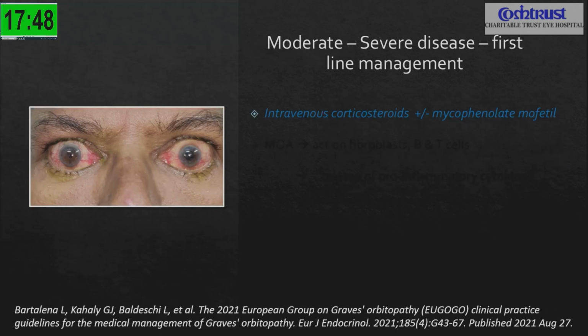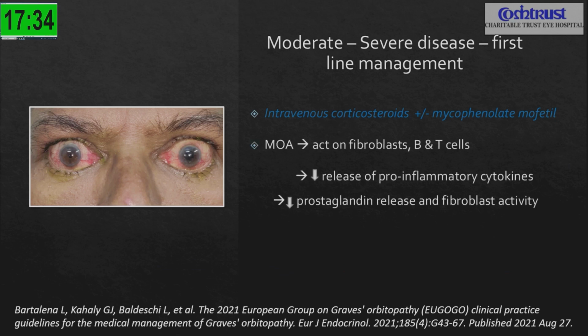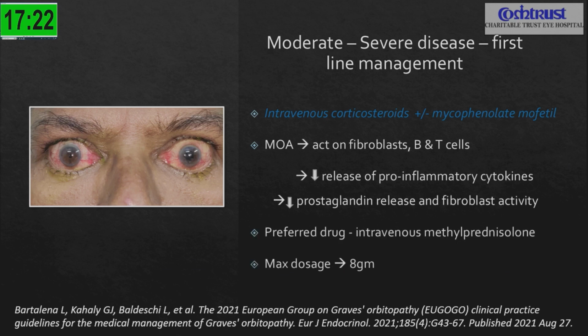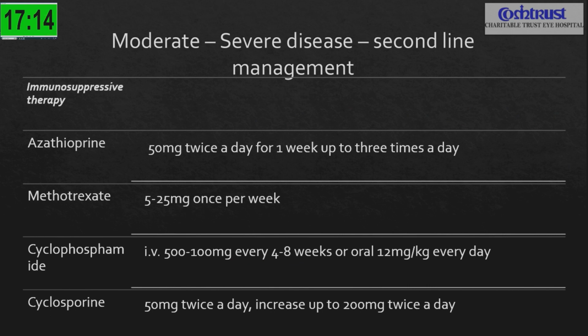Coming to the moderate or severe disease, the EUGOGO guidelines that came in 2021 state that intravenous corticosteroids with or without mycophenolate mofetil can be started as a first line, and this is usually given as weekly dosages. It begins with 500 milligrams weekly for 6 weeks, followed by 250 milligrams weekly for 6 weeks, and the maximum dosage should not be more than 8 grams to prevent further systemic side effects.